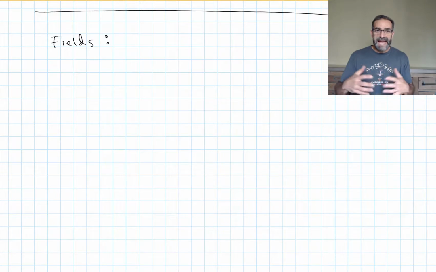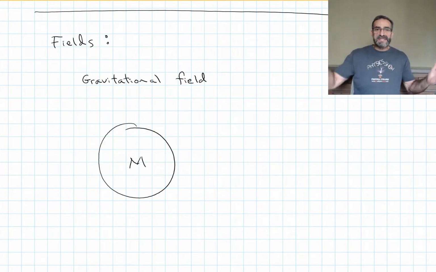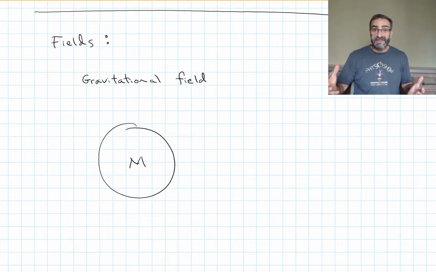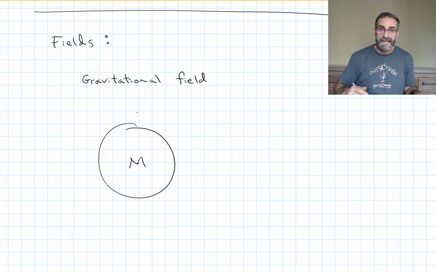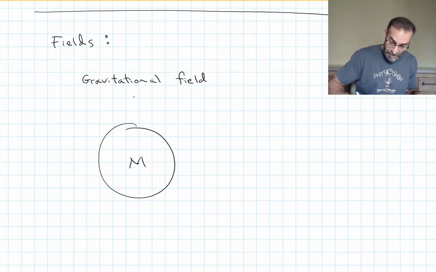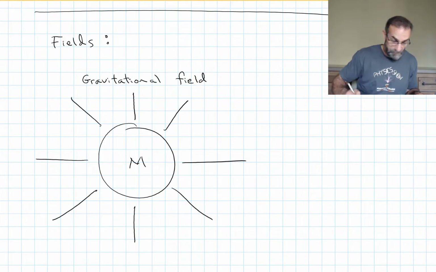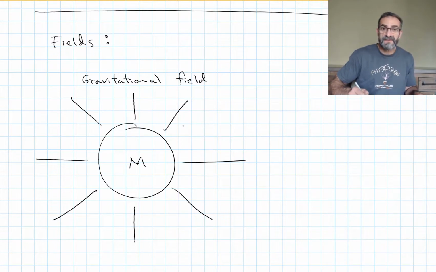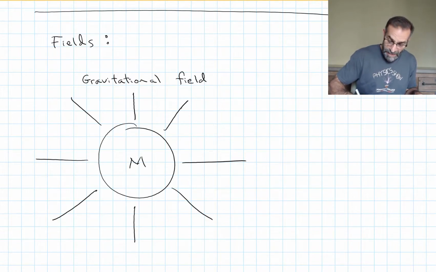We say that a massive object fills the space around it with a gravitational field. And any other massive object in that field interacts with the field, and it feels a force because of that interaction. So this object will fill the space around it with the gravitational field. And what direction does that gravitational field point? It points in the direction a mass would go if we put it there. So if we put a mass out here at this location, it would go in that direction.